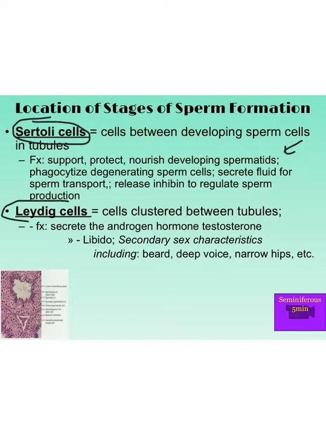Also the Leydig cells. These are the guys that secrete the hormone testosterone. For you guys, if you have a deep voice, that's what gives it to you. If you can grow a beard. And it also gives you the narrow hips that us males have. So Leydig cells secrete the male hormone testosterone.